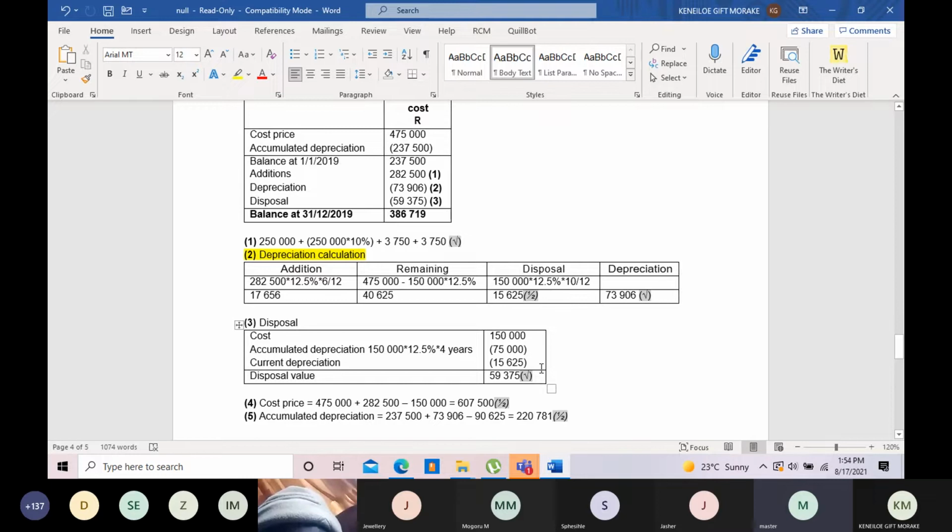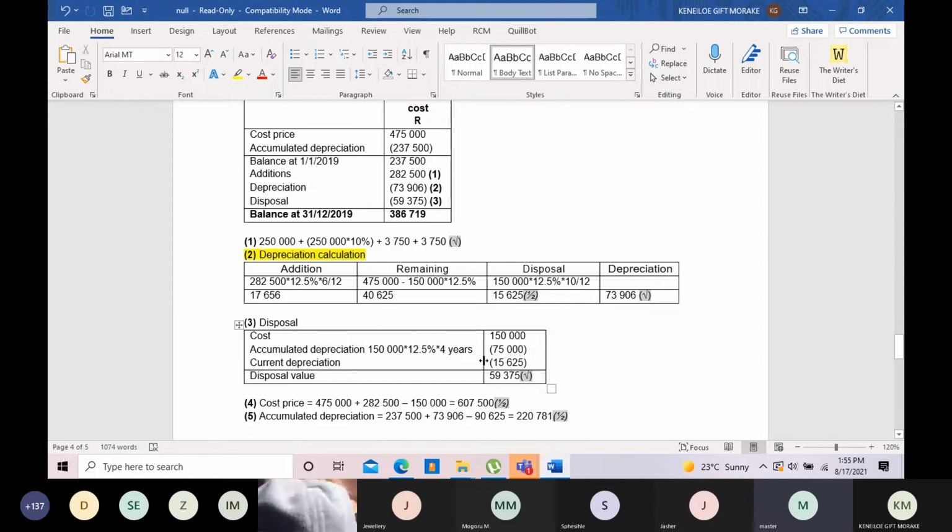So for you to get the accumulated depreciation at the end for disposal, you have to add the accumulated depreciation at the beginning, which is 75,000. Then you add 15,000. You add them together. That is how you get this amount.